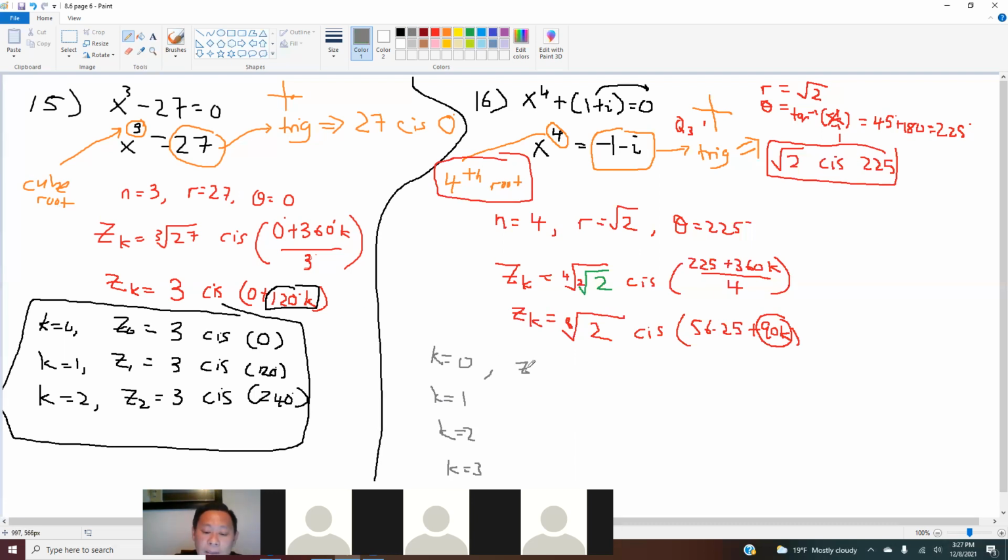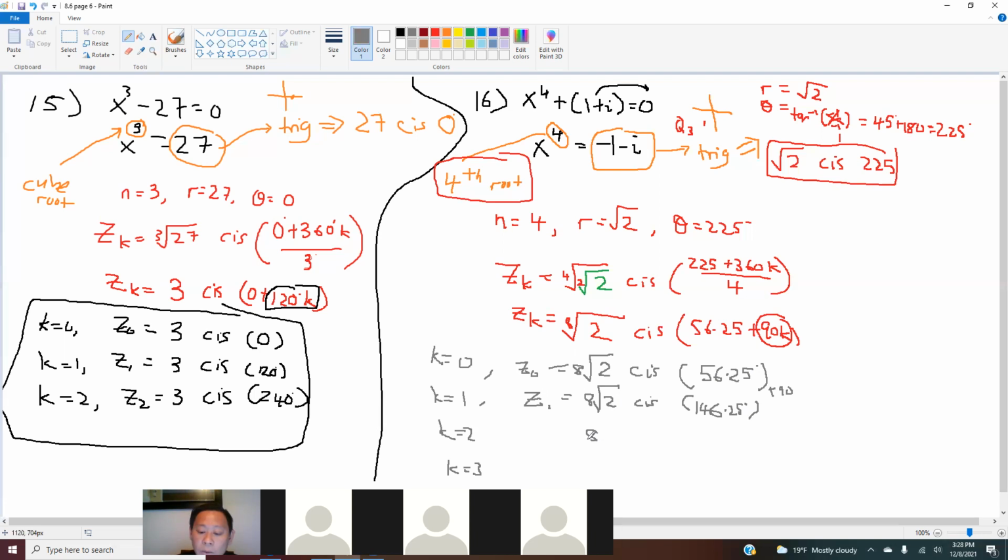So when you get z_0, this is going to be the 8th root of 2, cis of 56.25 degrees, because your k in this case is 0. For k is 1, you still have an 8th root of 2, cis, you just need to add 90 degrees because our k here is 90. So 56.25 plus 90 will give you 146.25. And I think the rest you guys know what to do here. I just leave it to you guys.